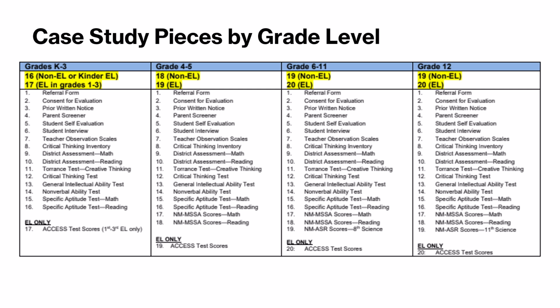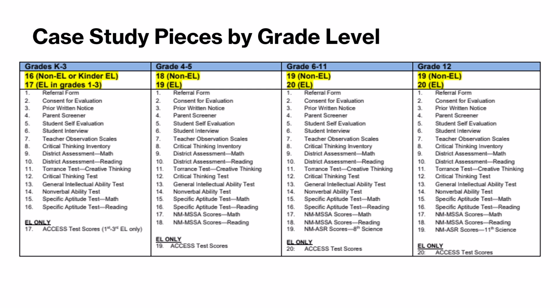Students in grades K through 3 will not have the state assessment pieces, which are NMASA scores. As an example, if a student is a 5th grader and is EL, there should be 18 total pieces in the case study. The only one missing would be the access test score, which would not be used since this student is not an English learner.